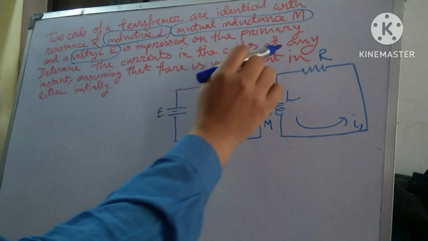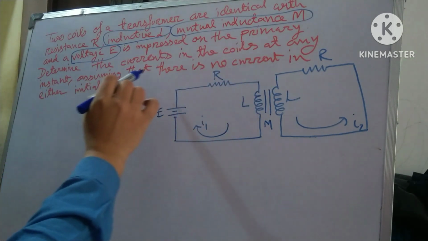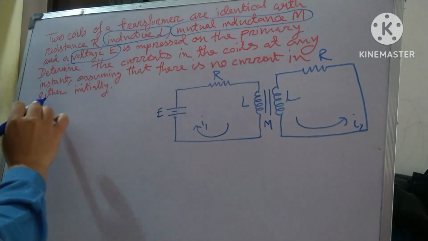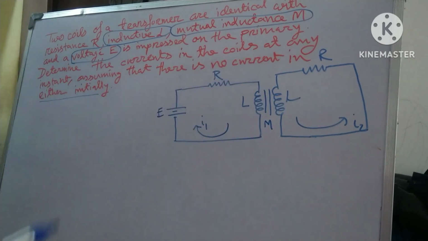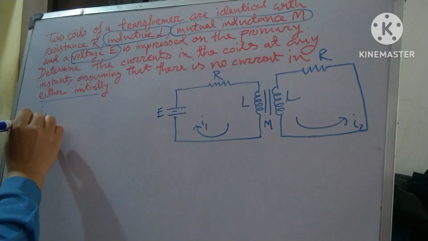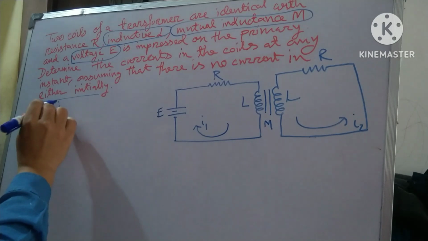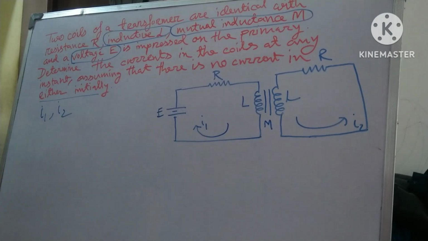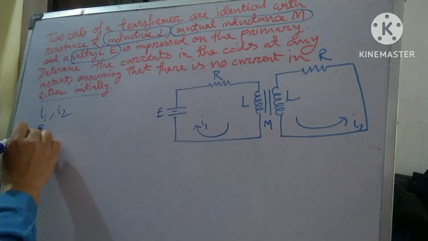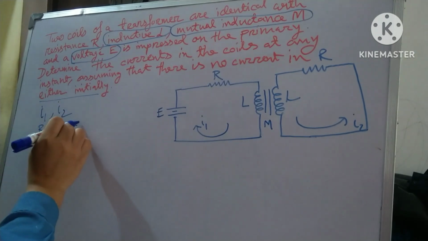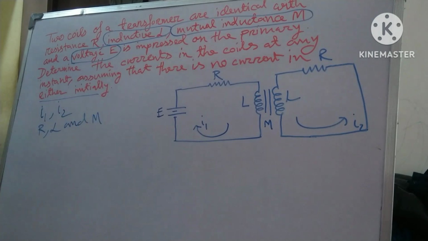So the currents in the coils at any instant, assuming that there is no current in either initially. I1 and I2 are the currents flowing in amperes, and R, L and M give the voltage drops.